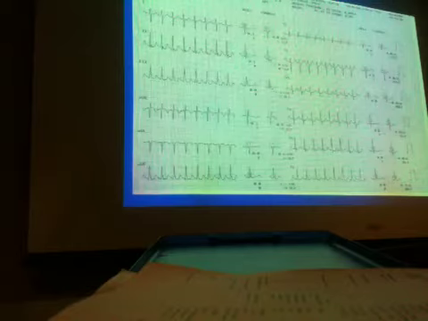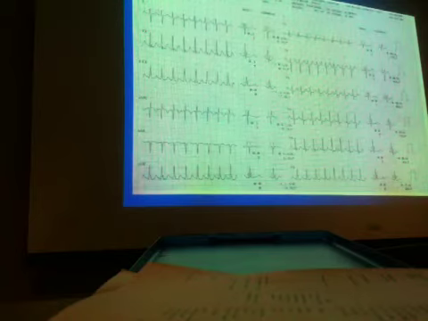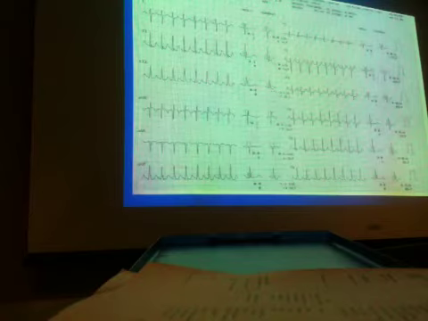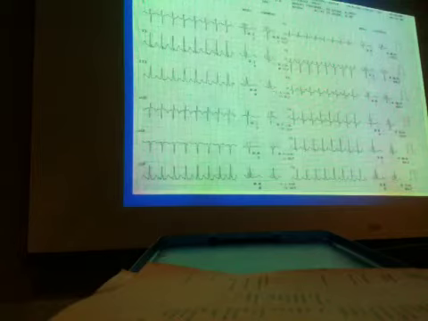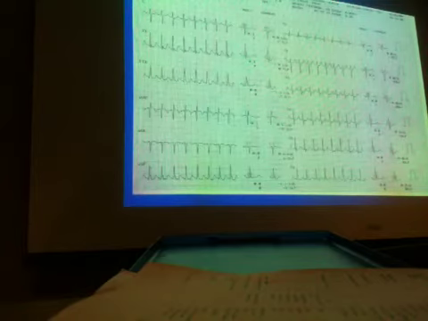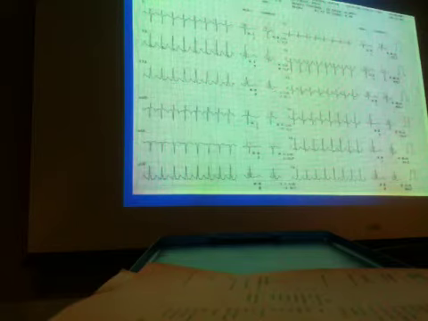And if it's a straight SVT, supraventricular tachycardia, which is what this looks like, something else, it won't break it, but the adenosine can help you see what it is.